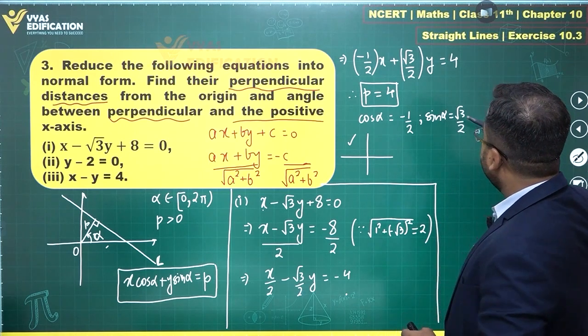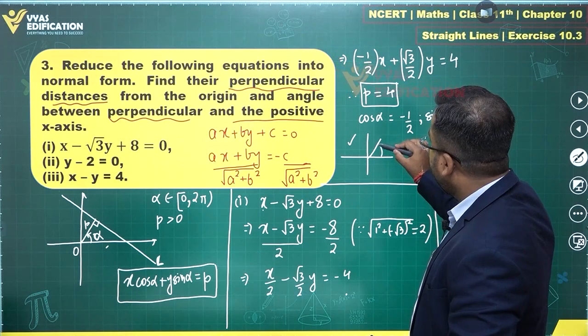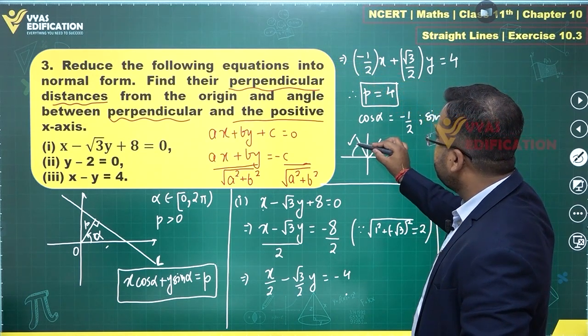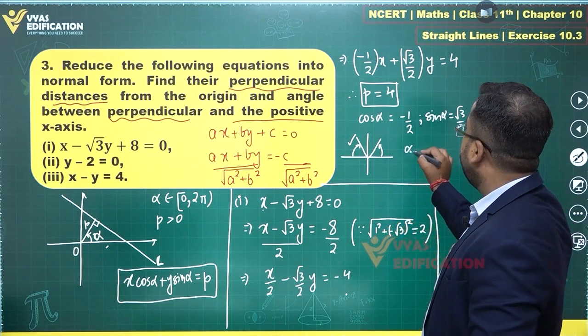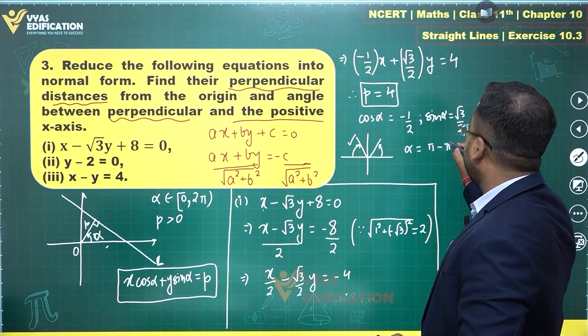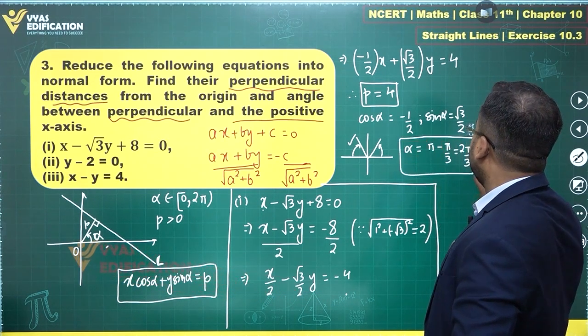And in the second quadrant, if you observe sin alpha is equal to root 3 by 2, implies alpha will be equal to pi by 3, and then pi minus pi by 3 is another value, and cos alpha is equal to minus half will also give me this. Therefore, alpha is equal to pi minus pi by 3, which is 2 pi by 3. This is the value of alpha.